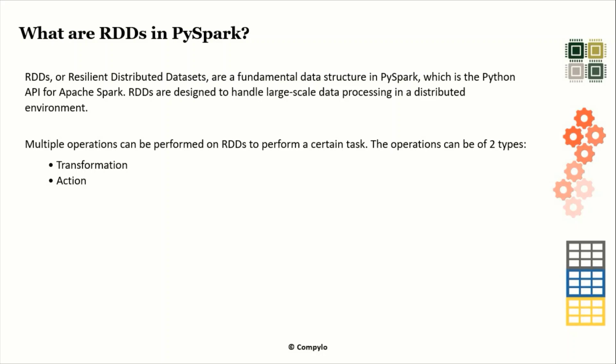RDDs are distributed across multiple nodes in a cluster, which allows for parallel processing of data, which significantly speeds up the data operations. And once an RDD is created, it cannot be modified. Any transformation applied to an RDD results in a new RDD. This immutability helps maintain data consistency and simplifies fault tolerance.